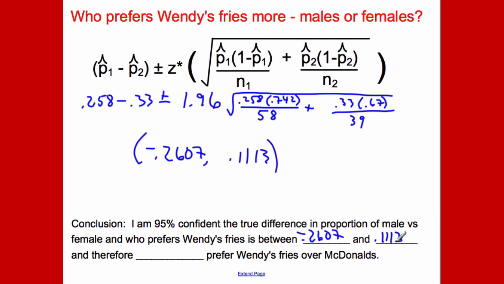Remember, there's some parts that have to come into play here. I'm 95% confident. You have to give the confidence level, right? That's worth a point. In the context of the problem. The context of the problem there is the true difference. Now, this is kind of the word difference in proportion of male versus female who prefers Wendy's fries. There's the context of the problem. But now we're talking about the difference between two different proportions, male versus female, is between, and then you got your actual numbers. There's your third point. And therefore what? Anybody know?